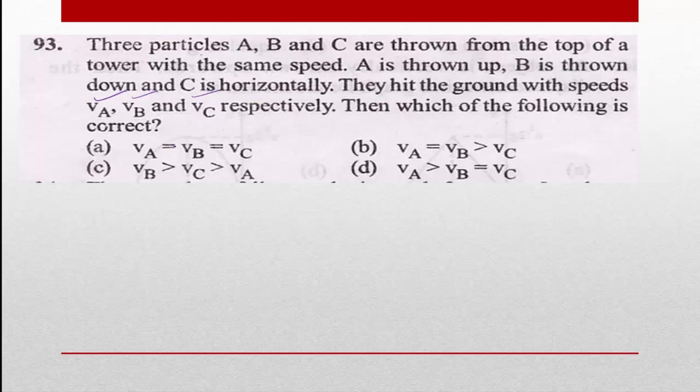3 particles A, B and C are thrown from the top of a tower with the same speed. Then which of the following is correct? Option A is the right answer.